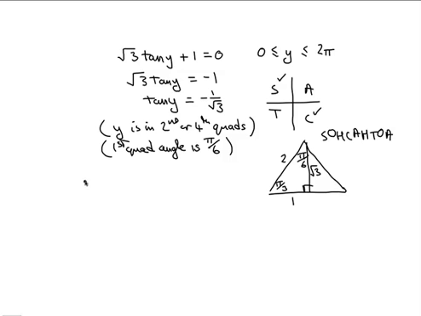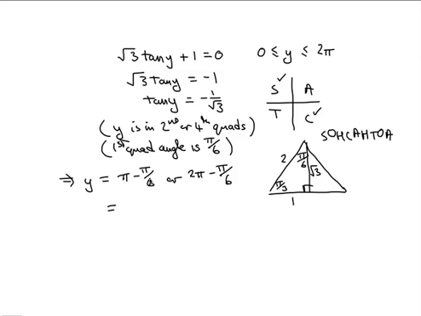So the actual value of y, in the second quadrant, we rotate all the way around to pi and then backtrack by the pi upon 6. So it's pi minus pi upon 6. To get the fourth quadrant, we go all the way around to 2 pi and backtrack by the pi upon 6. So it's 2 pi minus pi upon 6.